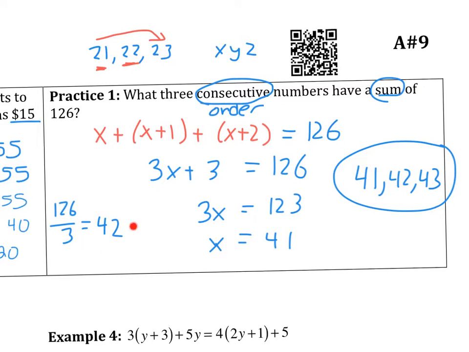I could do 42, 43, 44, just plug that in my calculator. Oh, that's too high, so let me go lower. I can go 40, 41, 42. Oh, that's too low. So 41, 42, 43. So at least this will give me a place for checking and guessing.